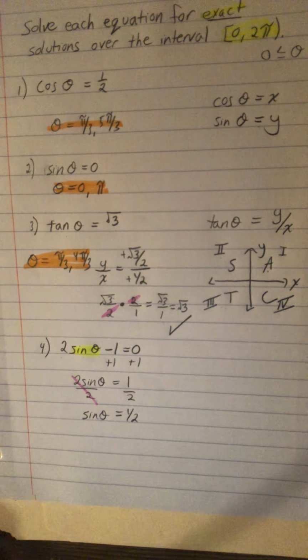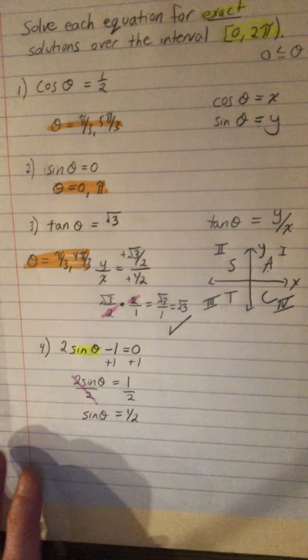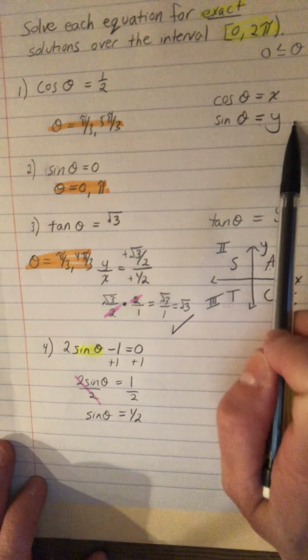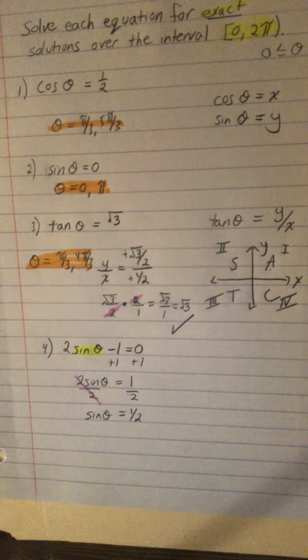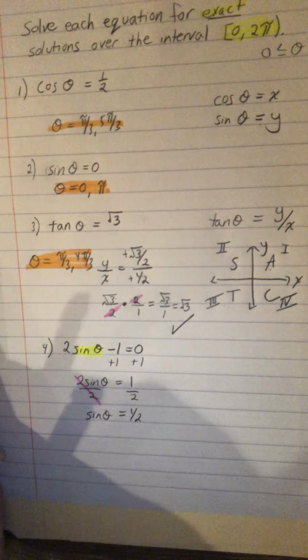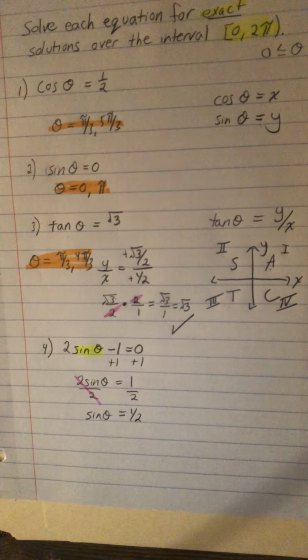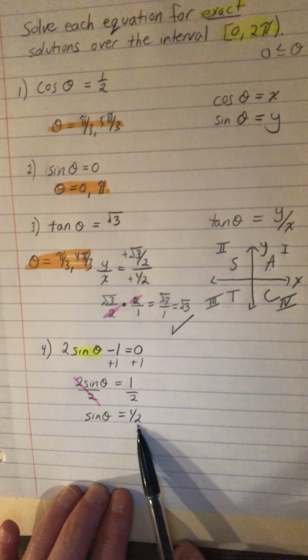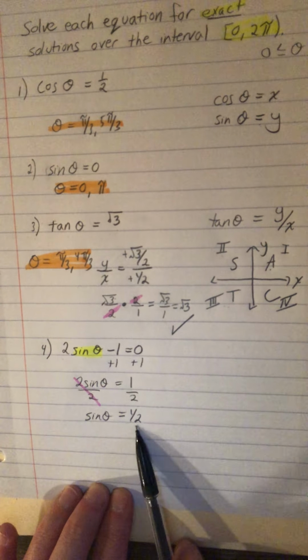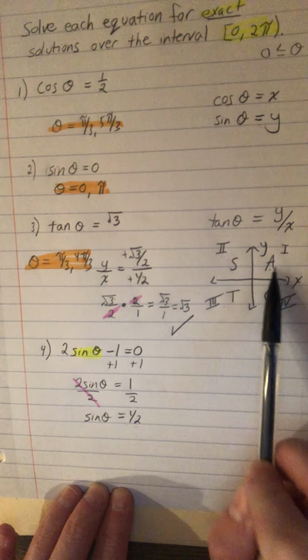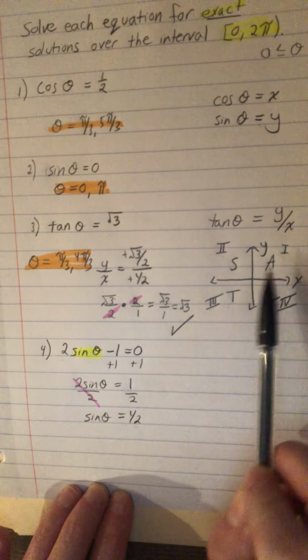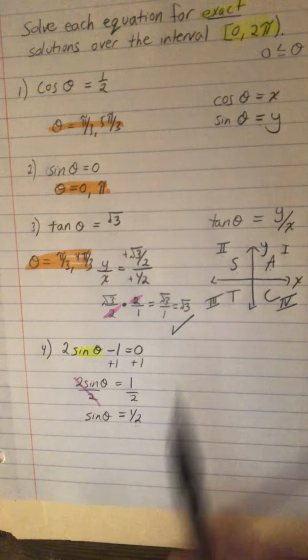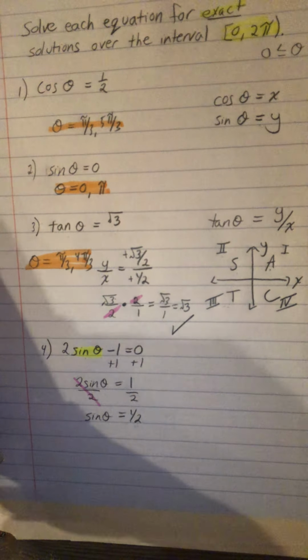Now, again, we have sine theta. Remember, sine of theta equals y. So when we go to our unit circle, we are looking at y. When is y 1/2? And if I think about it here, sine is positive. I should know that I'm going to have a positive sine value in quadrant 1, because everything is positive in quadrant 1, and in quadrant 2, because sine is positive. So I'm looking for that positive y value.